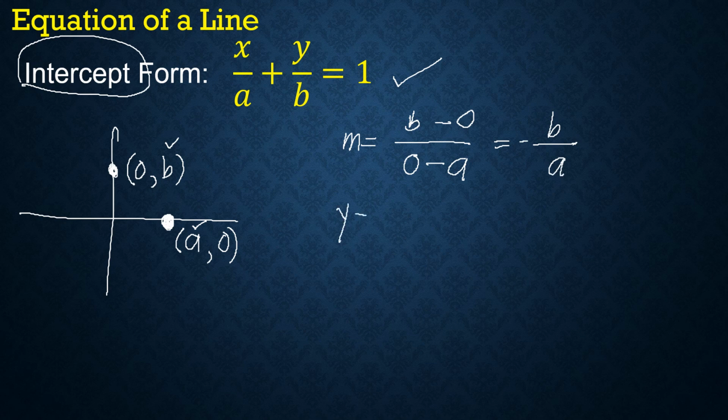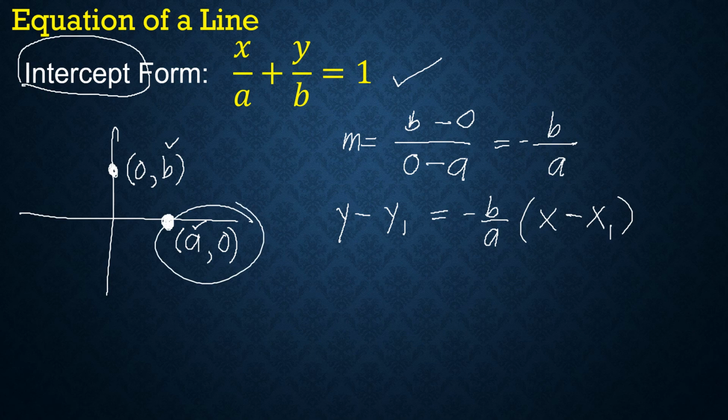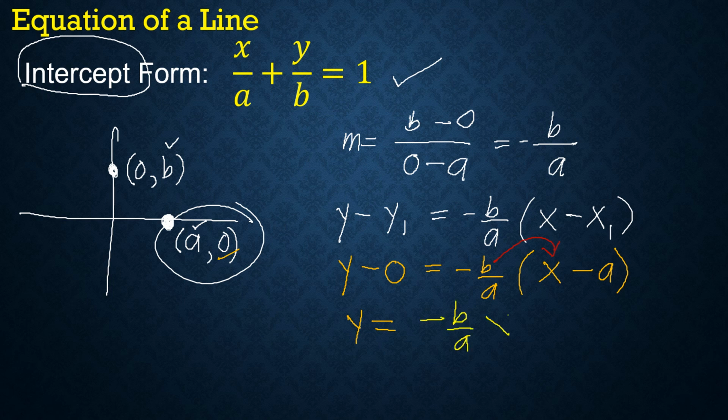So from that, gamitin natin ang point slope form. So we have y minus y sub 1 is equal to negative B over A times x minus x sub 1. Let's say yung gamitin nating point ay ito. So from that, we substitute y minus 0 because 0 ang kanyang y-coordinate. So negative b over a times x minus a. So we have y is now equal to, distribute, negative b over a x plus b.